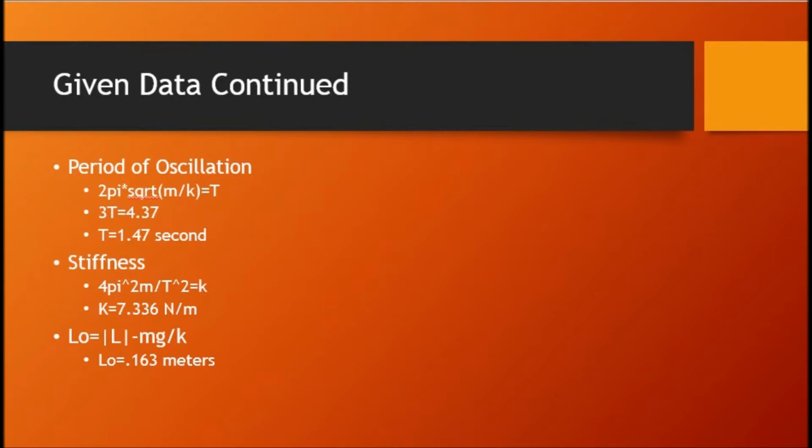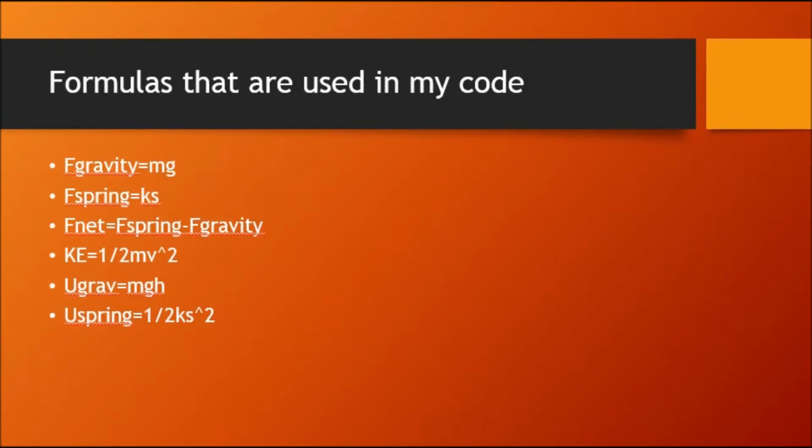After finding the stiffness, we are able to calculate the relaxed length of the spring by plugging it into this equation. L0 equals magnitude of L minus mass times gravity divided by stiffness. We then get L0 equals 0.163 meters. These are the formulas I had to implement into my Python code in order to get a correct computational model of the spring force.